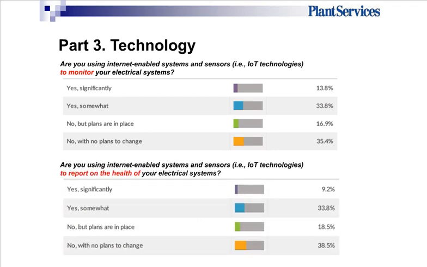This next slide differentiates between are you using IoT technologies to monitor your systems versus reporting on the health of those systems. And you see fairly similar numbers, but I think it's notable that you get a slightly higher set of data when it comes to reporting on the health of your systems, in that people are using the internet.